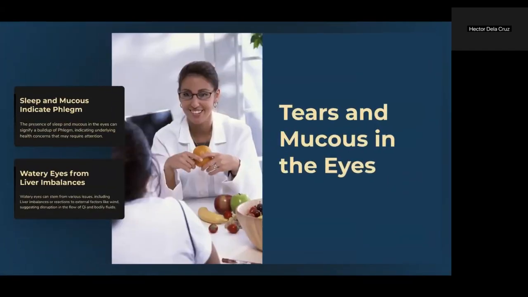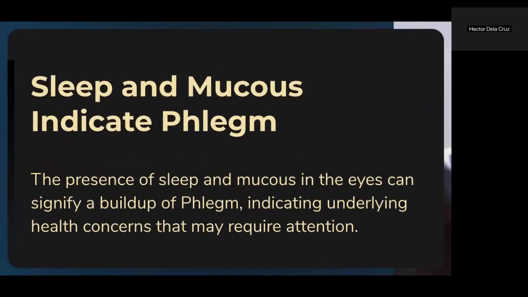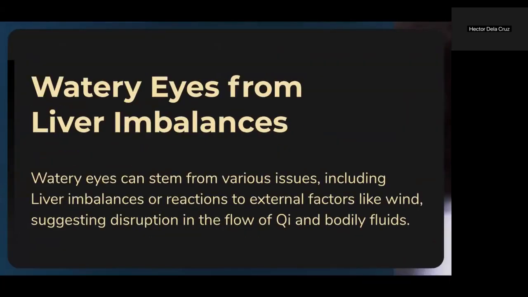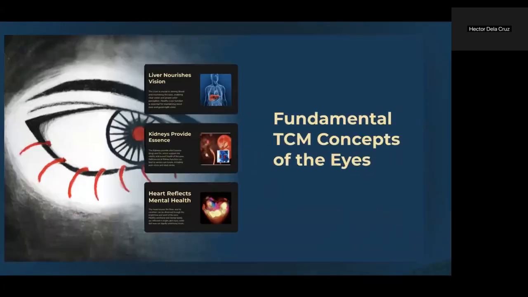Tears and mucus in the eyes. The presence of sleep and mucus in the eyes can signify a buildup of phlegm, indicating underlying health concerns that may require attention. Watery eyes can stem from various issues, including liver imbalances or reactions to external factors like wind, suggesting disruption in the flow of qi and bodily fluids.